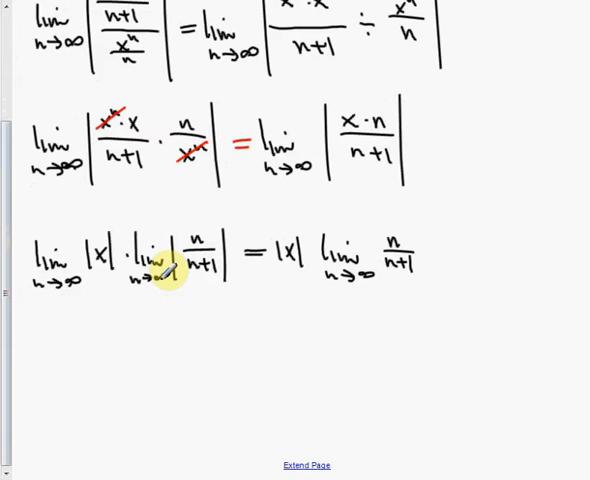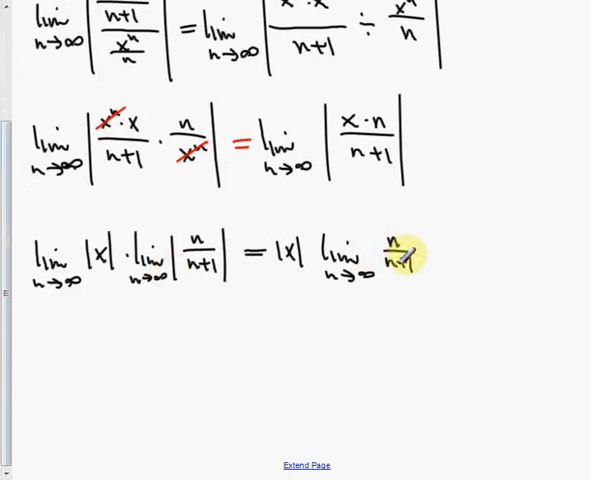Okay, so the third possibility for the horizontal asymptote, I'm sorry, is that if the degree of the numerator is greater than the degree of the denominator, then there is no horizontal asymptote, or the limit is equal to infinity. Right?